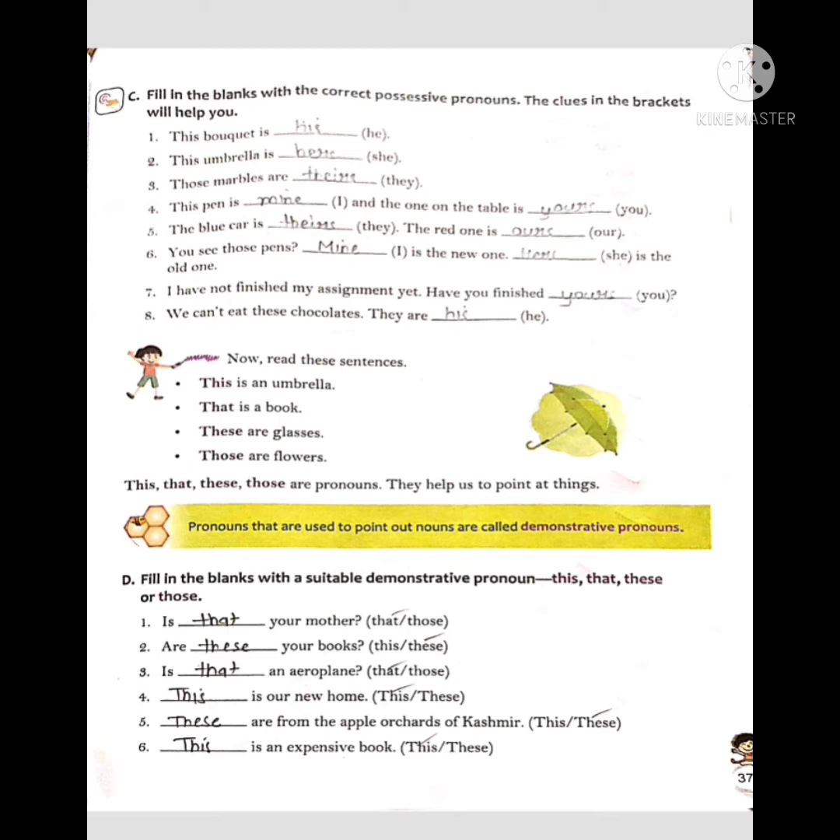And the second thing is, this is an umbrella. Okay, this is an umbrella. That is a book. This is used for the near things and that is used for the far away things. Similarly, these are used for the plural things which are near to us, and those are used for the things which are far away from us but are in plural form. So this, that, these, those are also called pronouns.